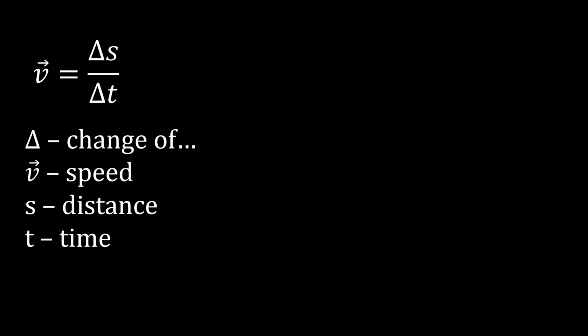V equals delta S divided by delta T, where this rectangle symbol is delta, and that's change of something. V is speed, S is distance traveled, and T is the time taken. V has an arrow because it's a vector. Delta is simply the final value minus the initial value. For example, delta T means final T minus initial T.